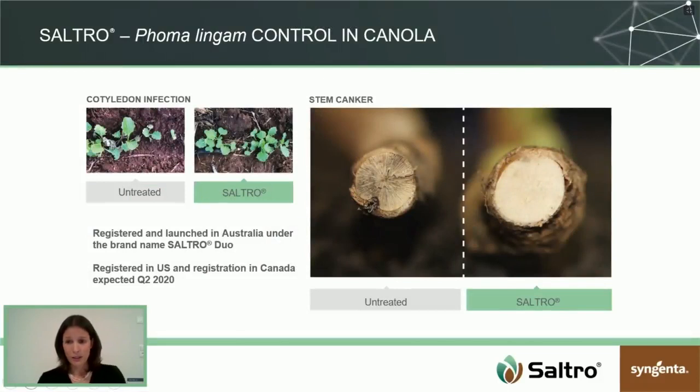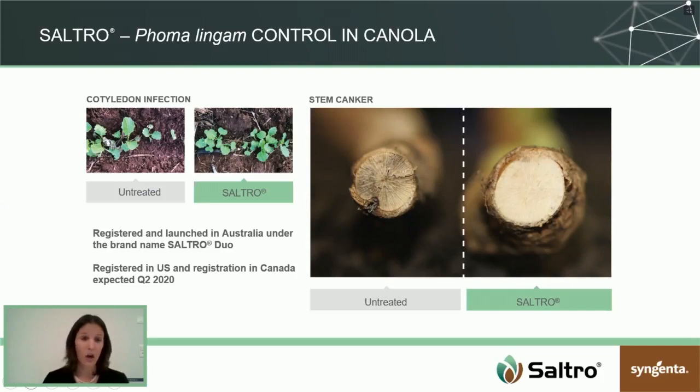So if we are looking into these key diseases and these key targets, let's start with canola. And here we are talking about Phoma lingam control in canola. And this pathogen is also known under the disease names blackleg and stem canker. And the pathogen can infect your crop at a very early stage already. So it leads to symptoms on your cotyledons and also on your early leaves. And in the worst case, it can lead to seedling death.